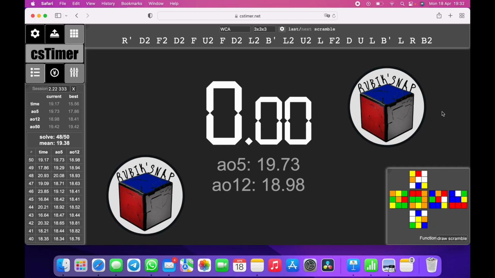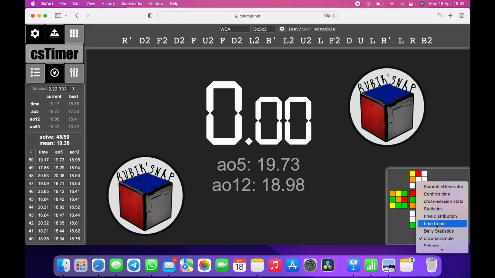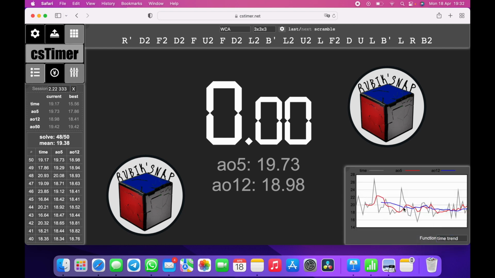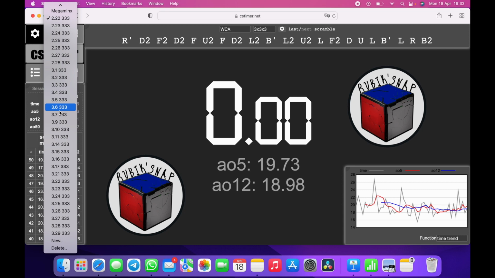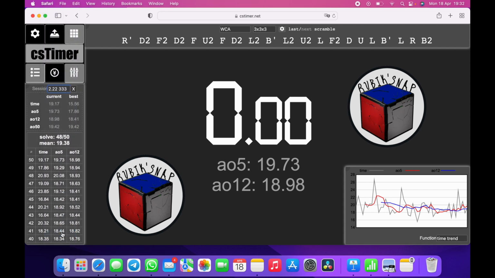So first of all, here are the sessions in CS Timer. This was the first day, 22nd of February, and you can see the time trend. This is what mattered to me, to compare all the time trends along all these sessions during all these days until the 29th of March.